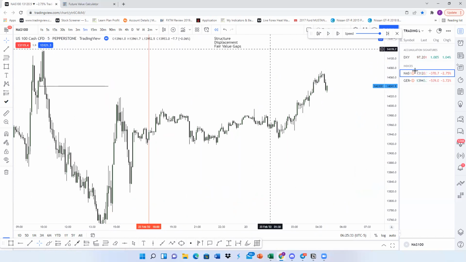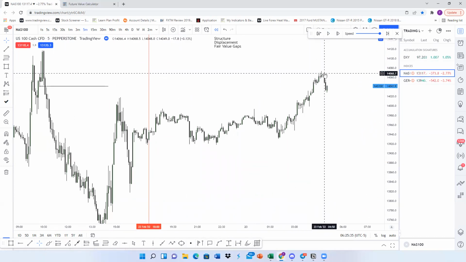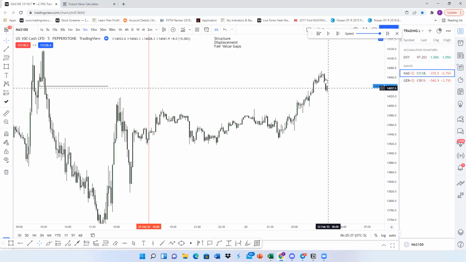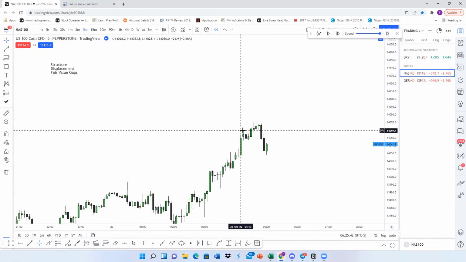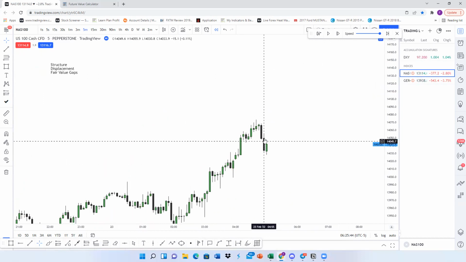Structure, displacement, fair value. Structure, high, high, high. Break down displacement. So where's the displacement candle? It is going to be this candle, right? That's the displacement candle. Where's your fair value gap? Your fair value gap is, you can choose. So we can do one over here.